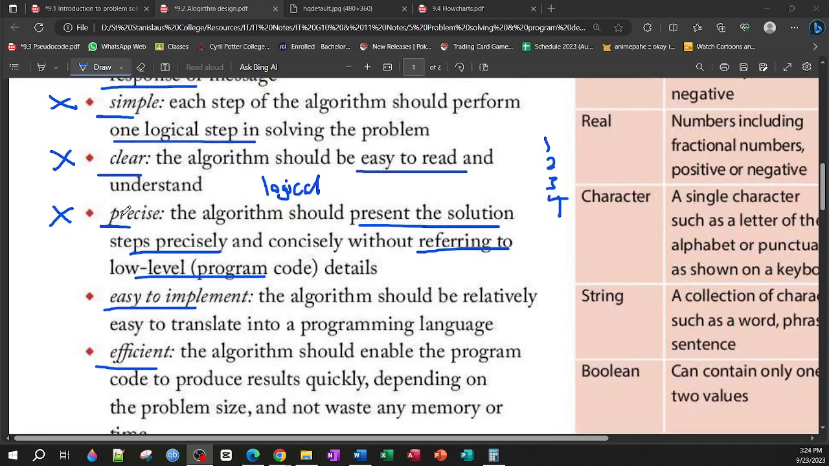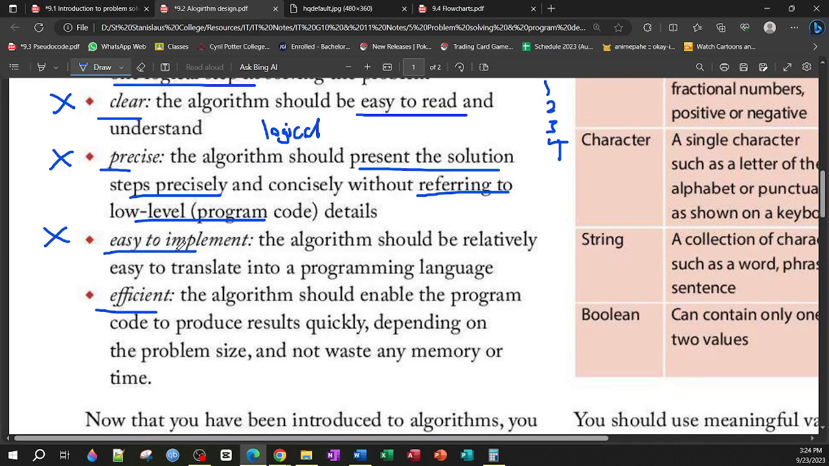So that's what is meant by being precise. We shouldn't refer to any of those low level codes. We shouldn't be mentioning anything about binary or any binary combination or so on. We want to put it in such a way that as humans, we should be able to read it simply and be able to understand it. That's the goal of algorithms. Anyone should be able to read it and understand it.